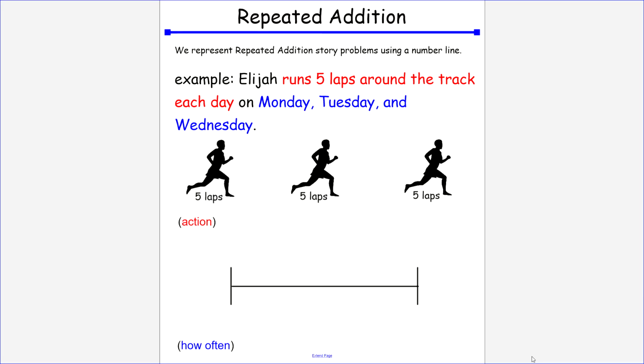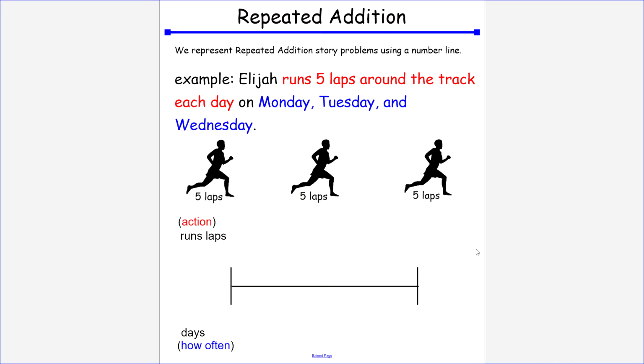Think with me here for a moment about what the action is in this story problem. Elijah runs 5 laps around the track each day, Monday, Tuesday, and Wednesday. Well, the action that Elijah's doing is he runs laps. And how often is he running the laps? Oh, that's right, he's running them each day. So my time, or how often it's happening, is days.